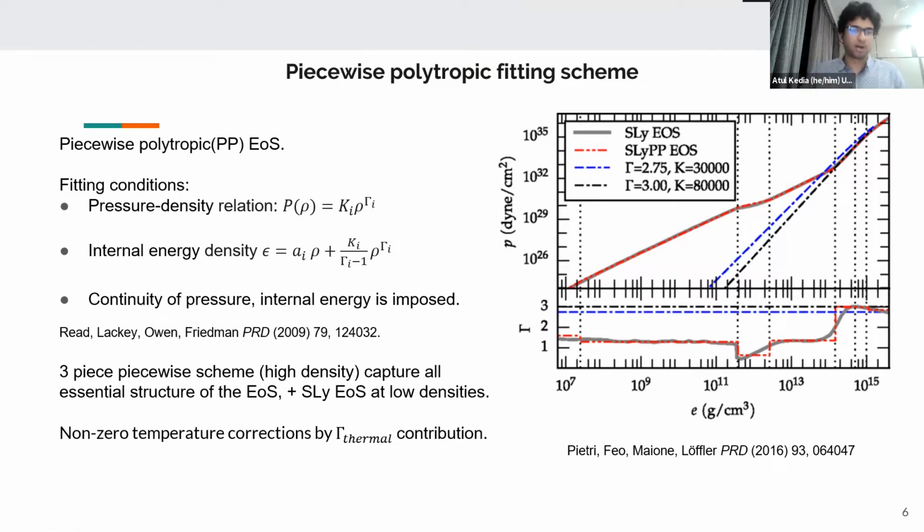And so we do this for the QHC equations of state as well. Let me go back to just stating the fitting conditions for doing the piecewise polytropic. Firstly, the pressure should be given by this pressure density relation, a simple polytropic relation. The internal energy is given by this simple polytropic relation, and continuity of pressure and internal energy is imposed at each of the boundaries where the transition to a new piece happens. This is actually not even an adaptation. It is the same as Read et al.'s scheme from 2009.